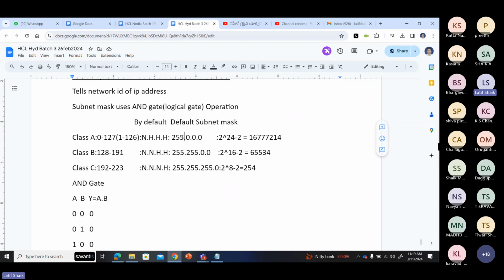So where is the network portion by default? The place where you can see 255. For class B, two are network portions, 255, 255, and the host is 0.0. Again, for class C, three are network portions, 255, 255, 255, and only a single host, a single zero.